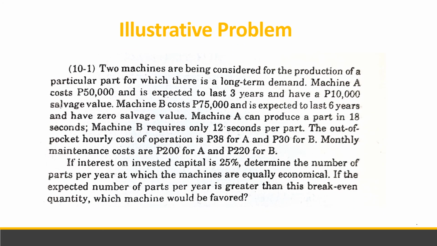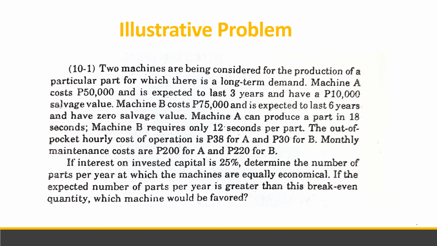Okay, so let's have an example where you consider two alternatives. Kasi yung kanina, isang option lang yun. So this time, two alternatives. So two machines are being considered for the production of a particular part for which there is a long-term demand. Machine A costs 50,000 pesos and is expected to last 3 years and have a 10,000 salvage value. So for the machine B, it costs 75,000 and is expected to last 6 years, that is twice the first machine, and have a zero salvage value.